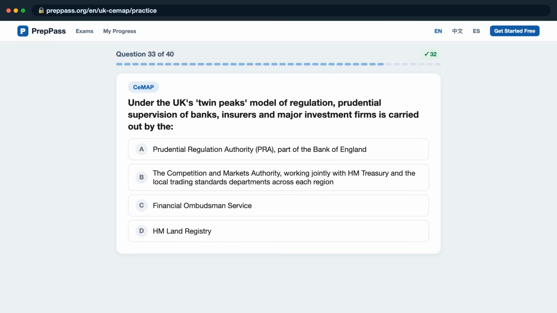Question 33. Under the UK's Twin Peaks model of regulation, prudential supervision of banks, insurers and major investment firms is carried out by the, is it A, Prudential Regulation Authority, PRA, part of the Bank of England? B, the Competition and Markets Authority, working jointly with HM Treasury and the local trading standards departments across each region? C, Financial Ombudsman Service. D, HM Land Registry?